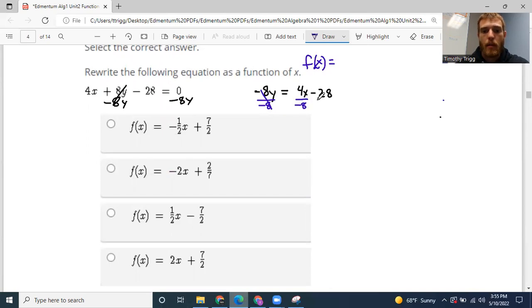Divide by negative 8, divide by negative 8. So y equals, now I've got 4 over negative 8. Well, that's going to be a negative because a positive divided by a negative is negative. Now, 4/8 I could reduce to 1/2, so it'll be 1/2 x. And then this negative 28 over negative 8. Negative divided by negative is positive. And I could reduce this fraction as well, reducing it by 4, giving me 7 over 2. So negative 1/2 x plus 7/2.